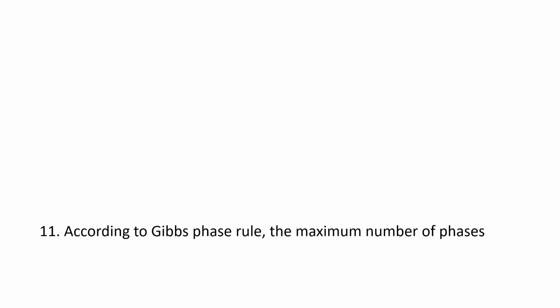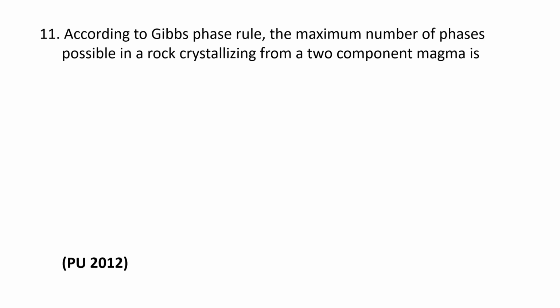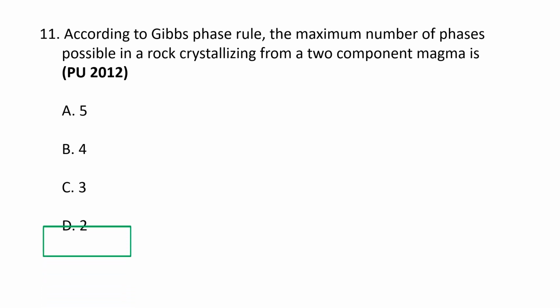Next question. According to Gibbs phase rule, the maximum number of phases possible in a rock crystallizing from a two-component magma is, the choices are A 5, B 4, C 3, and D 2. The correct option is B 4.